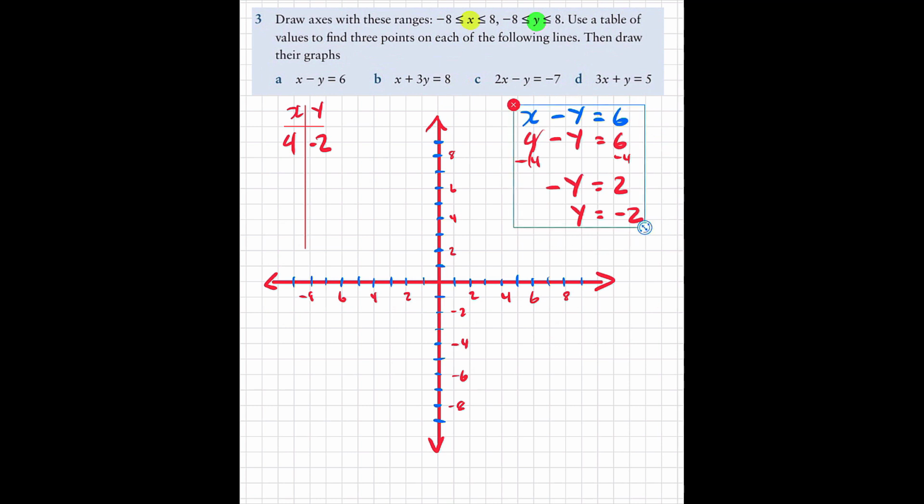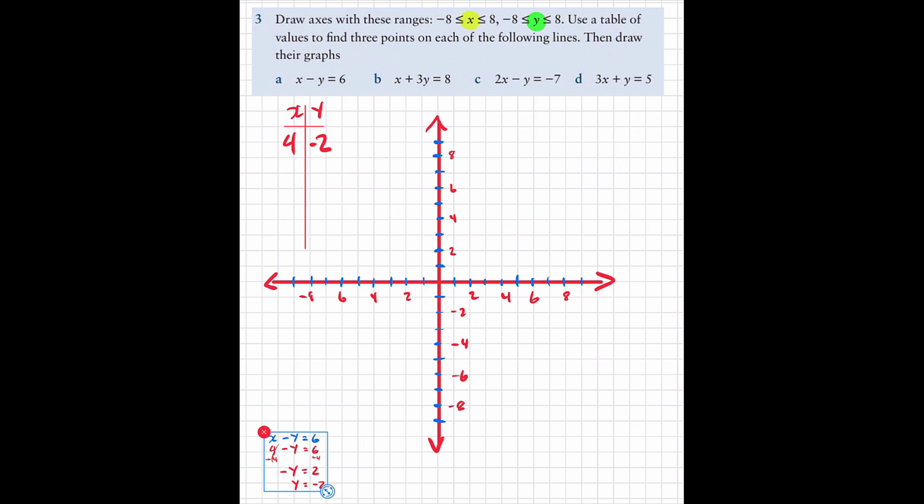So I'll just resize this and move it out of the way right now, and I will plot that point. We'll use red in this case. So I'm going to go over 4, down 2, and I'd probably label this one as point A. So that's point A right there. It says to find 3 points on there, so let's go find another point.